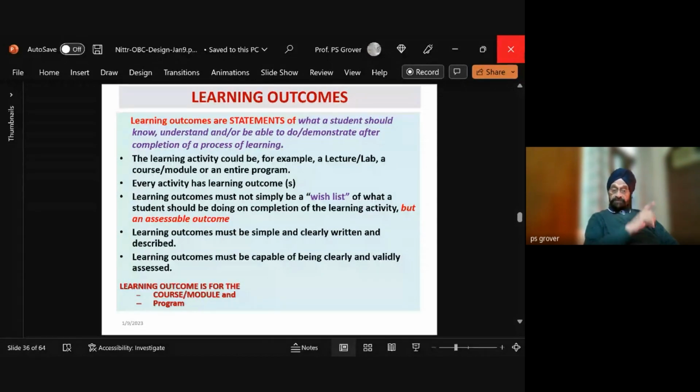So our delivery of the curriculum, our delivery of the syllabus, will be such. A learning outcome must not be simply a wish list of what a student should be doing on completion of the activity, but an accessible outcome. Learning outcomes must be simple and clearly written and described. They must be capable of being clearly and validly assessed. A learning outcome can be for a lecture, for a course, for a module, or for a program.